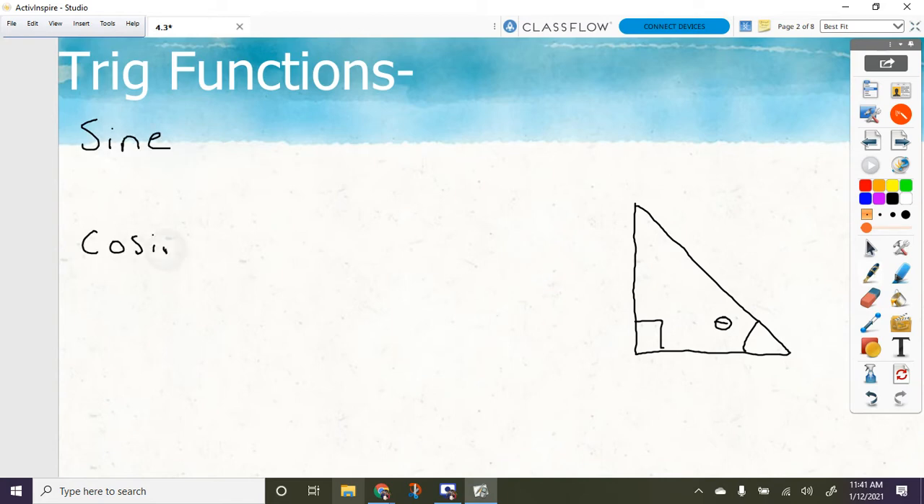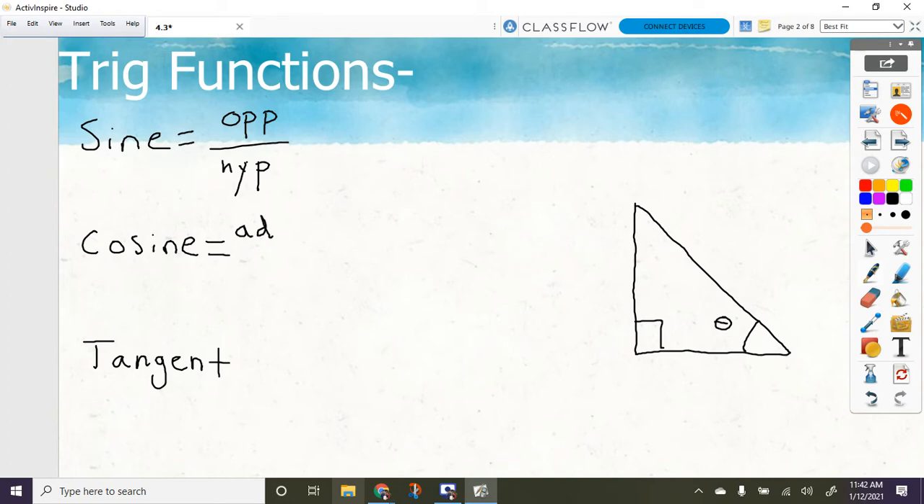cosine, and tangent. So what did we say that sine equals? Opposite over hypotenuse. Cosine equals adjacent over hypotenuse. And the tangent is opposite over adjacent.